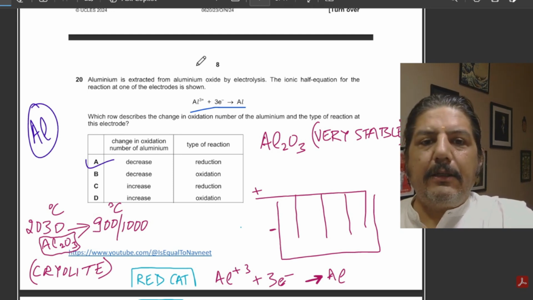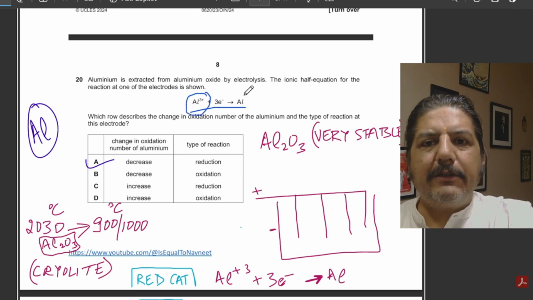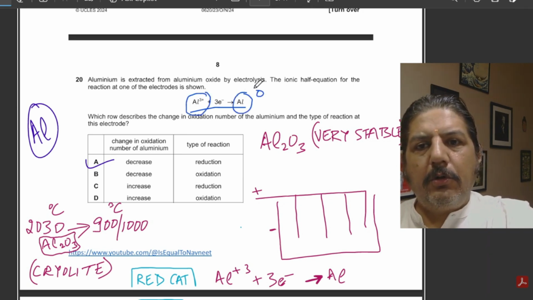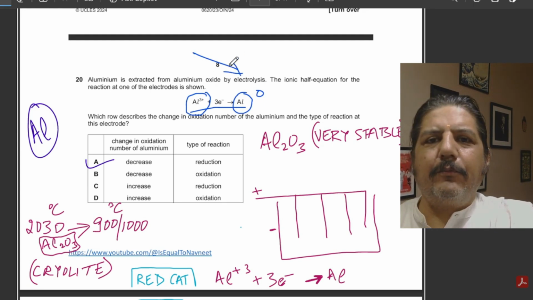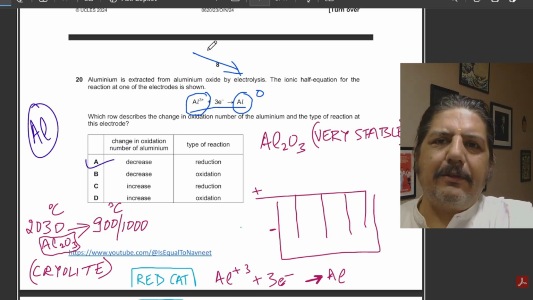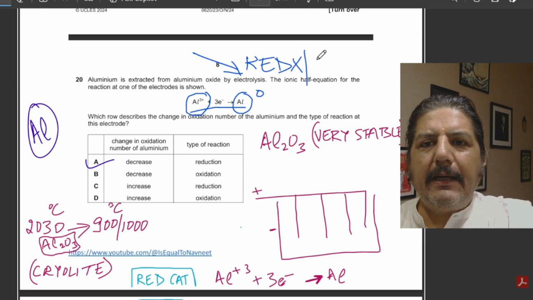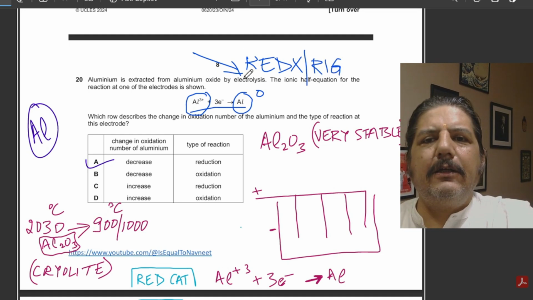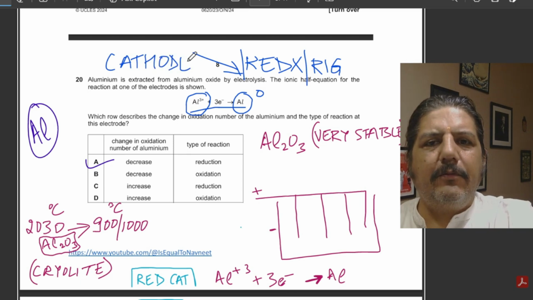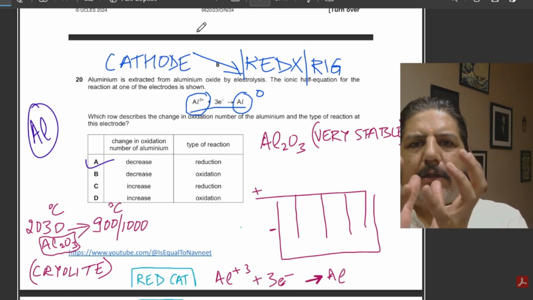So if you see, the oxidation number is +3, and it changes to 0. So a reduction in the positive charge is happening, or a reduction in the oxidation number is happening. This is a reduction which is happening. RIG, reduction is gain of electrons. RedCat, this reaction happens at the cathode. And what we have seen is that in electrolysis, the whole of the container acts as a cathode.